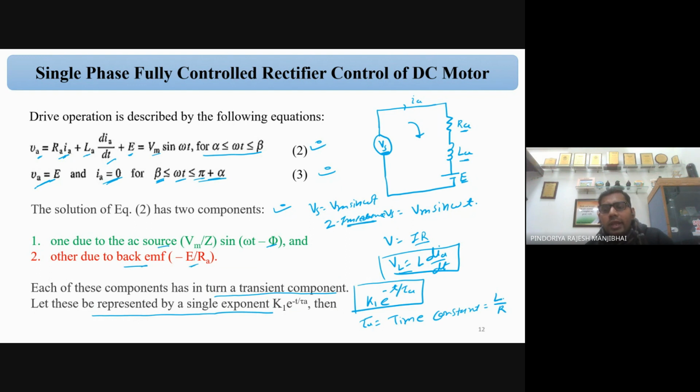And what is L? L is LA, and what is R? R is RA. Correct? Okay. So this condition we have to now derive.